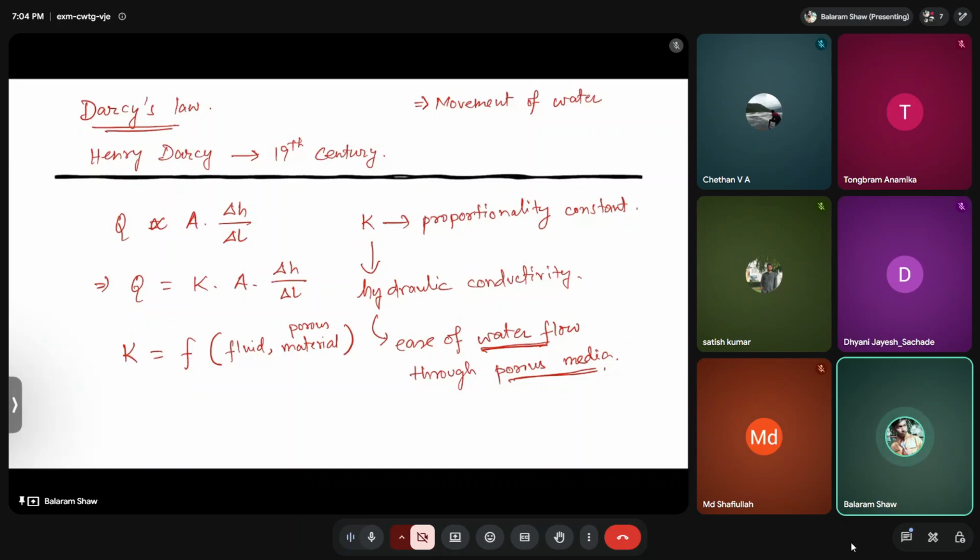So here we are seeing that K is a function of both fluid properties as well as the porous material properties, right? Now if you remove the fluid properties, and it is only a function of porous material properties, we call this intrinsic permeability. So intrinsic permeability is only due to the materials of the porous medium. We call this intrinsic permeability, or let's say coefficient of permeability.